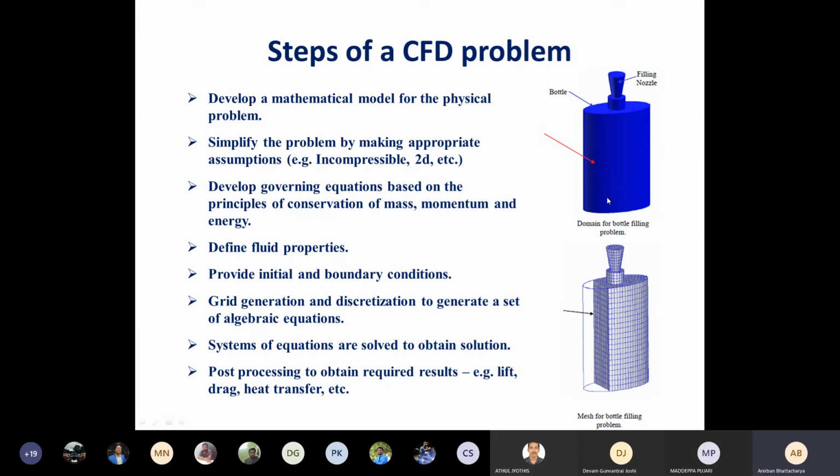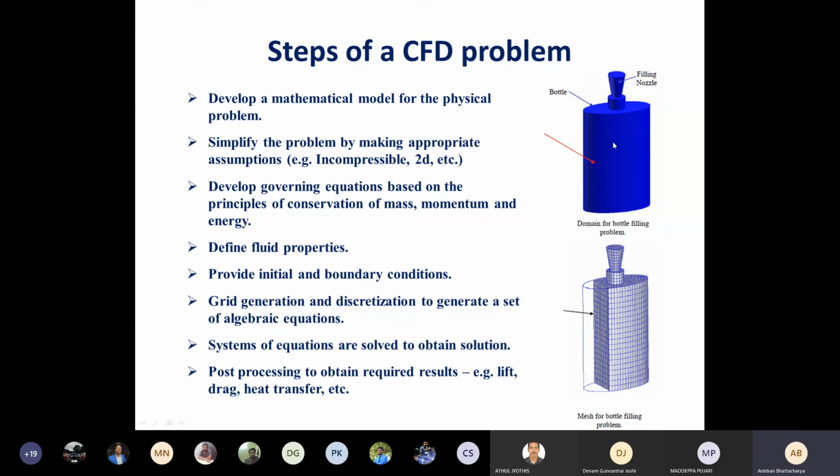You already know the properties, and then you put the properties, or you put some variation of the properties. The properties are changing with temperature, so you put some equations for say how the density changes with temperature, like ideal gas law or something like that. Finally, you need to provide something called initial and boundary condition.